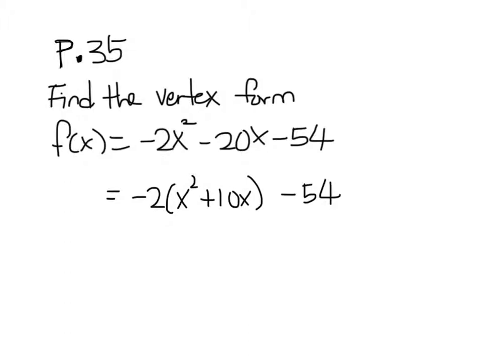And then I said we're going to leave the -54 alone by itself, right? Now we're going to go ahead and complete the square, but inside the parentheses, right? So let's think about this. We have x squared plus 10x, okay? And then now we have to randomly add some little squares.